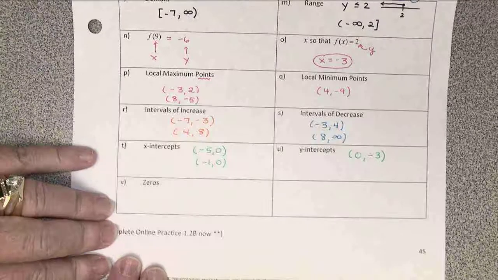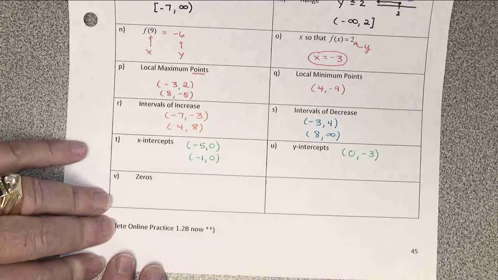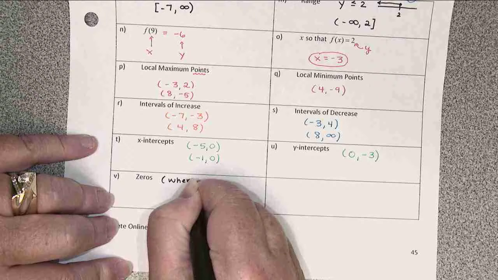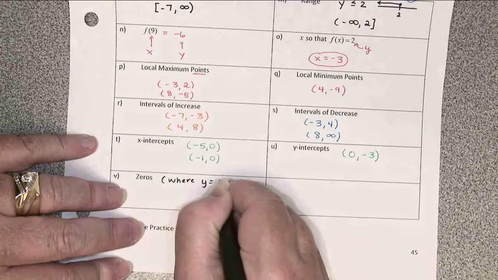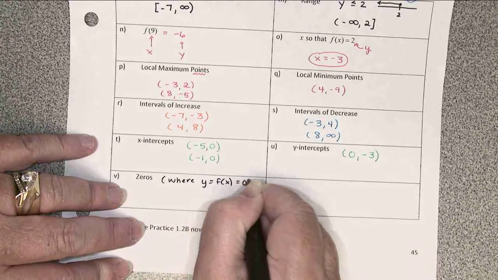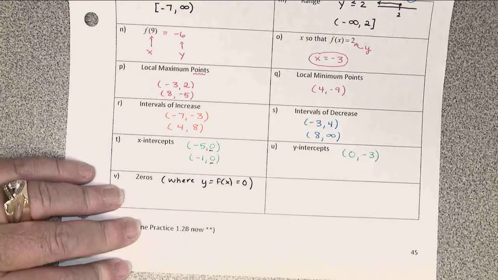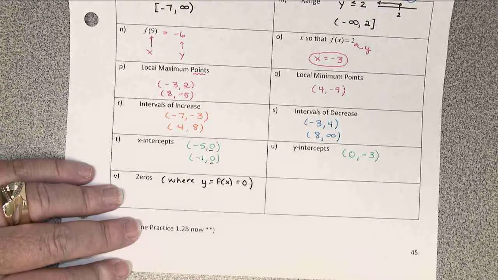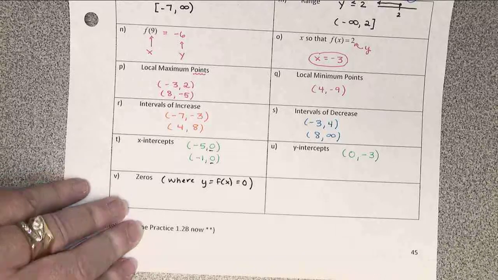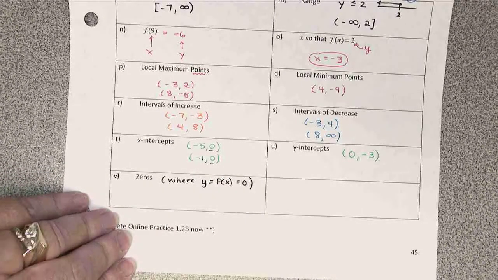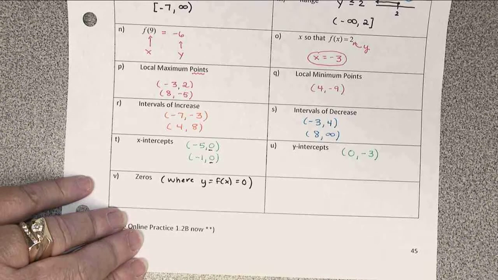All right, finally, the zeros. These are the places where y equals 0. And that's exactly what I found up here, the places where y equals 0. Therefore, I already know the answer to this question. The zeros are -5 and -1, the two x values that make y become 0.